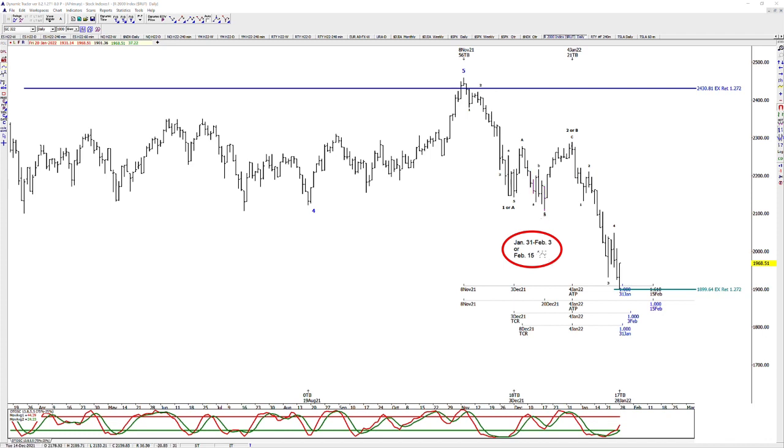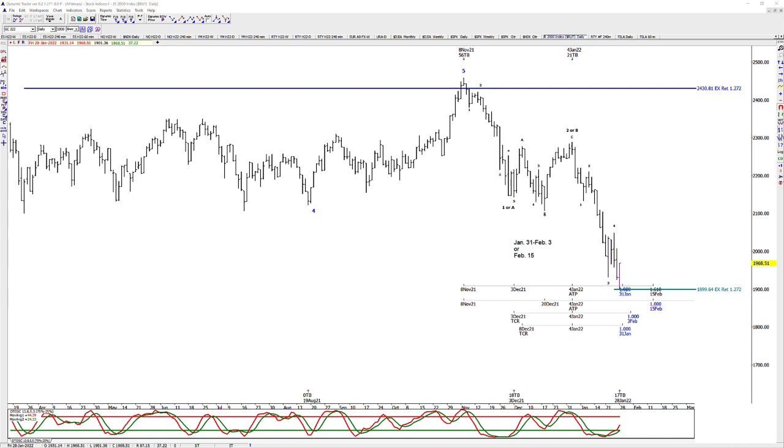That January 31st to February 3rd would be a time target that I'd want to be aware of if the Russell were declining into that time period. And if by chance it continued past the February 3rd, then I'd want to be looking at February 15th. That's where we got the 100% alternate time projection in the 162%. So let's take a look at where we're at now.